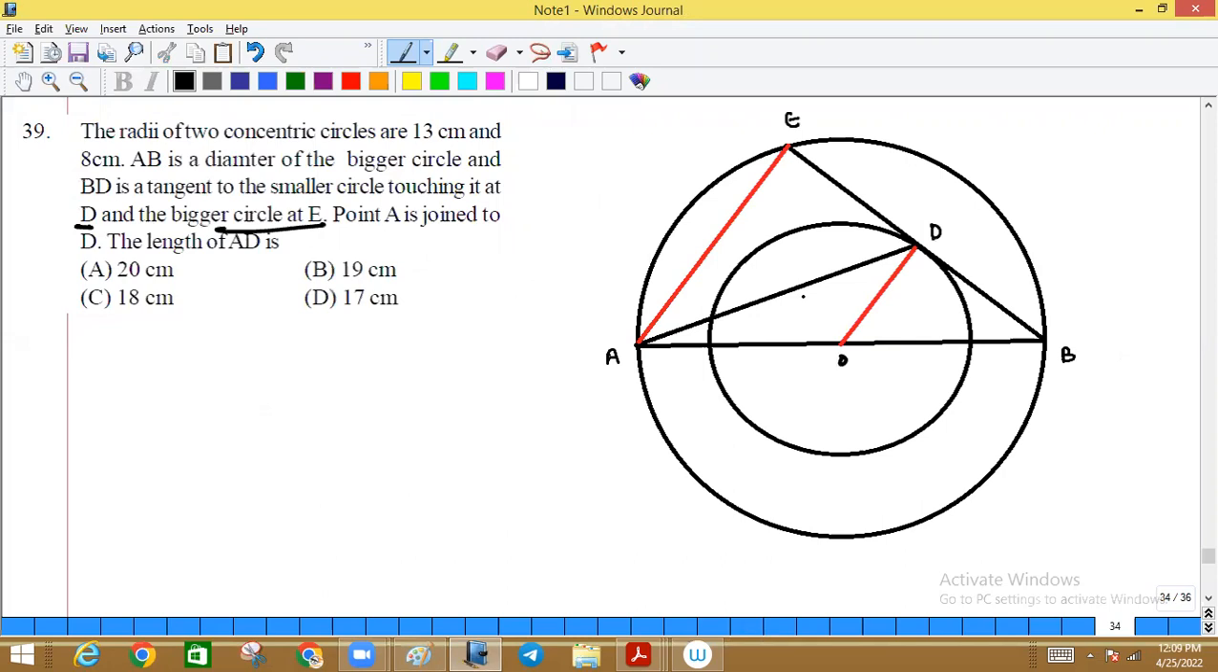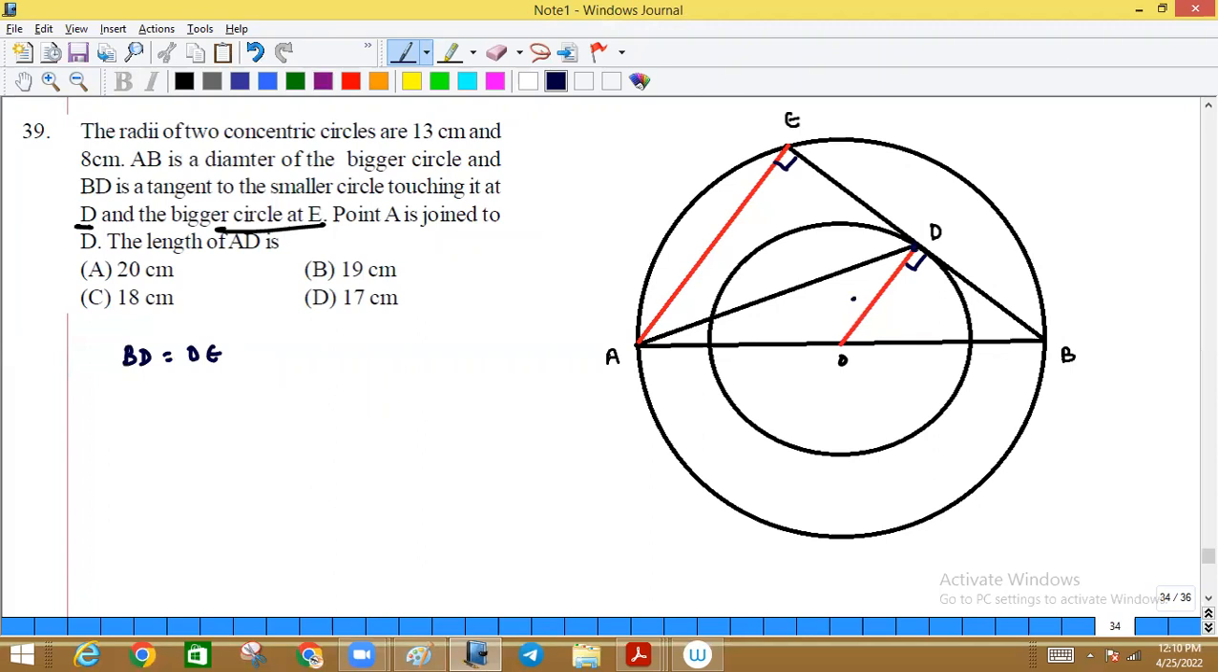Completing the figure like this. Can I say angle in a semicircle is a right angle? Yes or no? And D is a point of contact. If you draw a line from a center to the point of contact, it is perpendicular to the tangent. And if you draw a perpendicular, okay, this is C. BE is a tangent to the smaller, but BE is a chord to the larger. If it is a perpendicular, it divides the chord into two equal parts. Therefore, you can say BD is equal to what? DE.